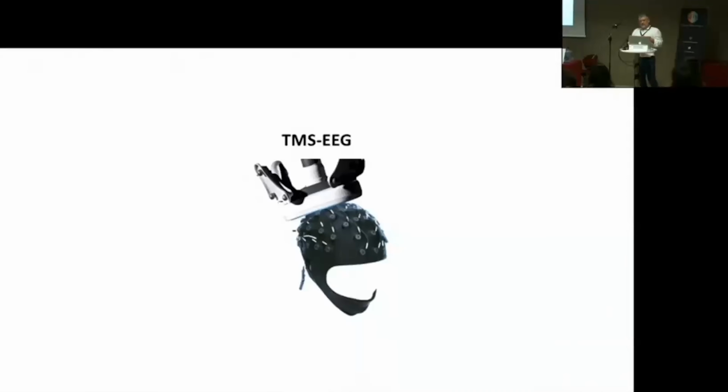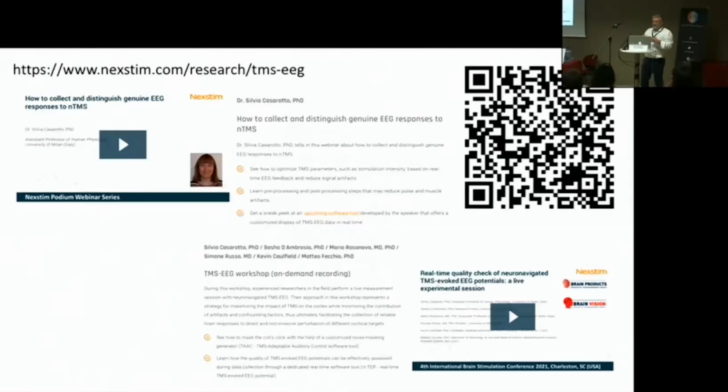Now, it's not enough, unfortunately, to have a TMS in your lab and an EEG and combine them to record reliable EEG responses to TMS. It's not a plug-and-play technique, in other words, and there are many things you have to put in place in order to be confident in your TMS EEG measurements.